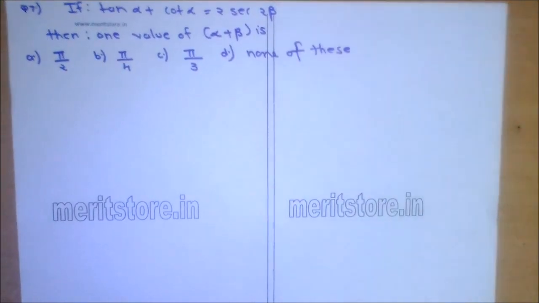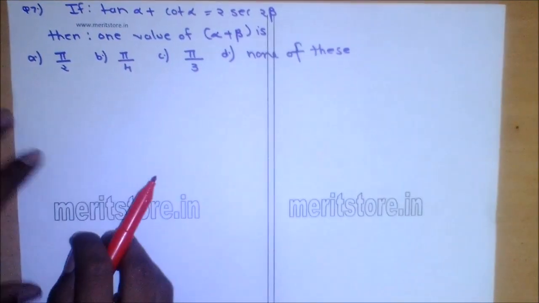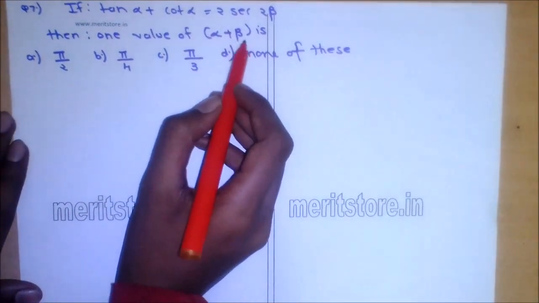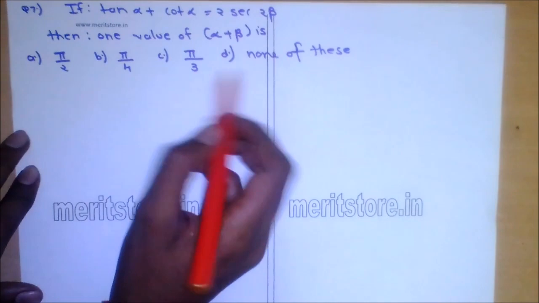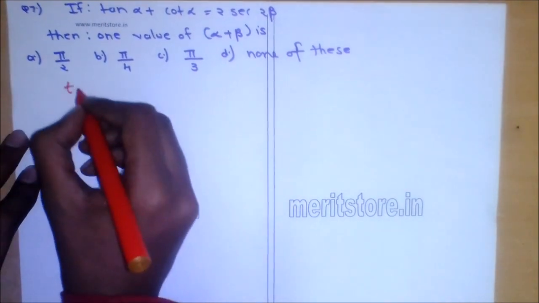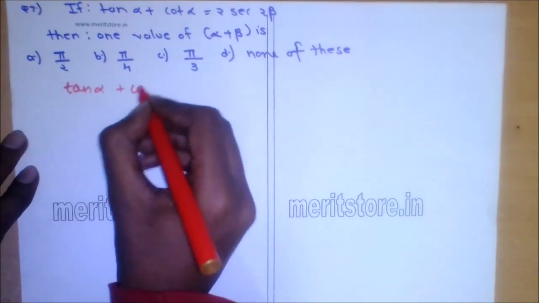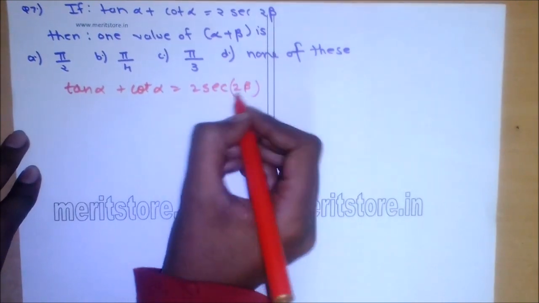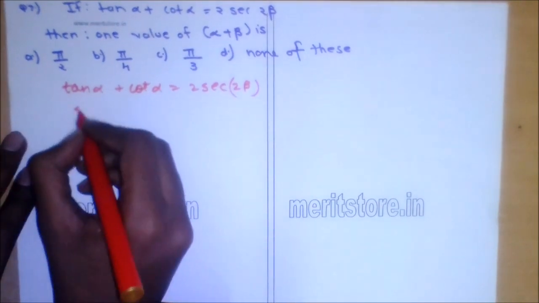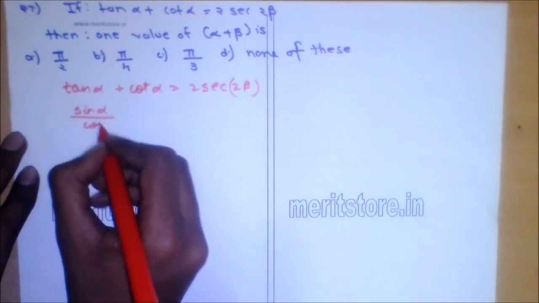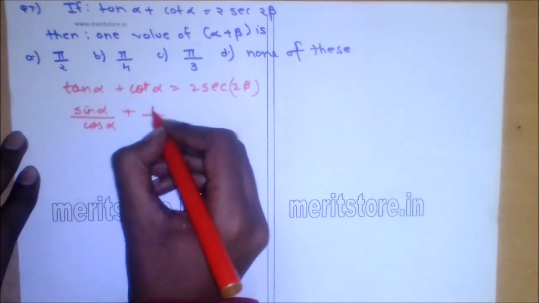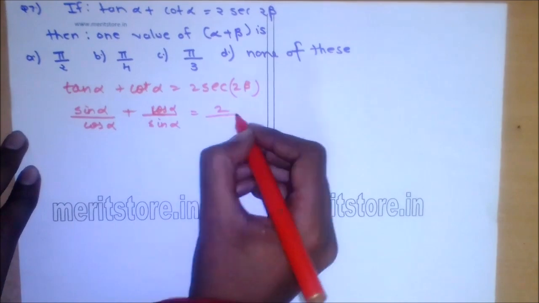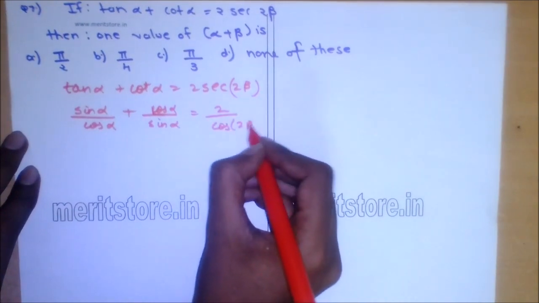In the question it is given that tan alpha plus cot alpha equals 2 sec 2 beta. So we have to find the value of alpha plus beta. The options are pi by 2, pi by 4, pi by 3 or none of these. So first we write the expression tan alpha plus cot alpha equals 2 sec 2 beta. Now we convert everything into sin and cos. So this is sin alpha upon cos alpha plus cos alpha upon sin alpha equals 2 upon cos 2 beta.